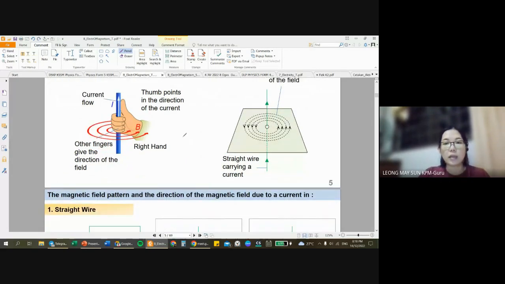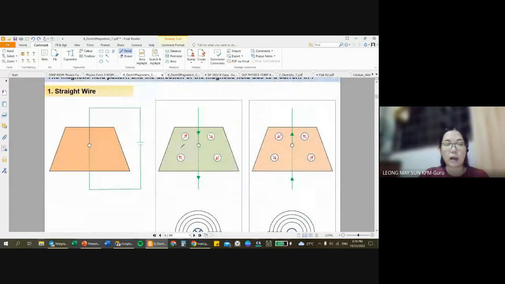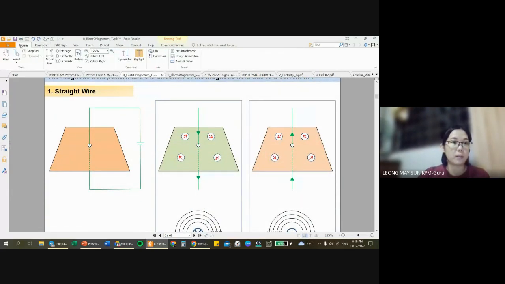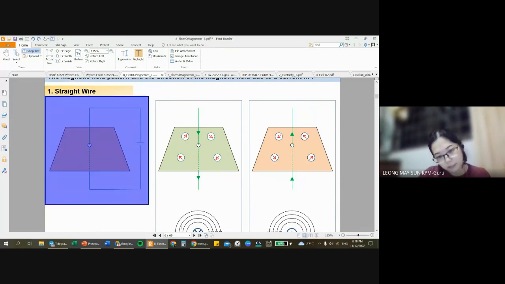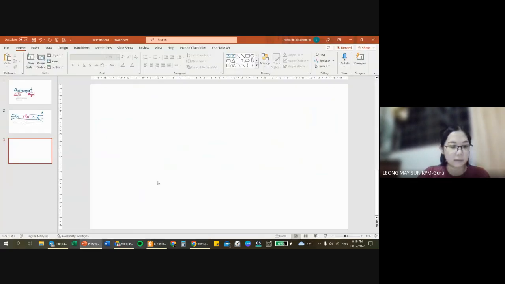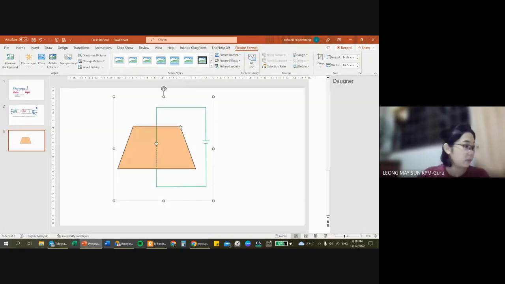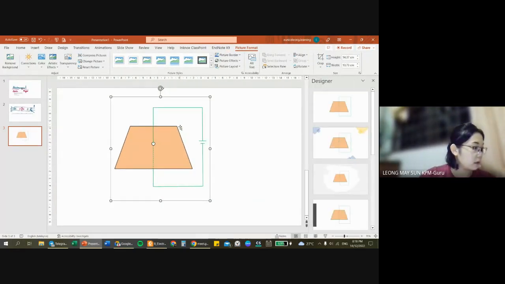So in the case of a straight current carrying conductor, I'm sorry if you hear that motor sound, that's the annoying sound of the people outside.